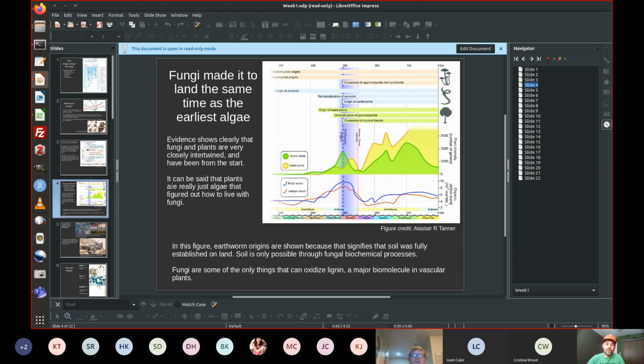They produce spores just like a fern does, and so the botany departments around the world got filled with mycologists where they don't belong, right? It'd actually be better to stick them in with a microbiology department or with a zoology department because they're more closely related with animals, okay? Historically, when we look at the fossil record, we see that fungi made it to land the same time as the earliest algae, okay? So when was that?